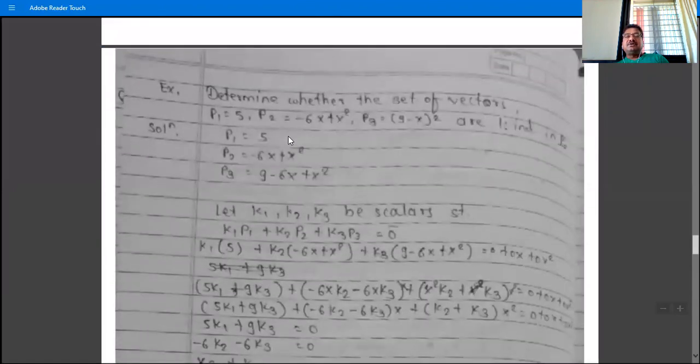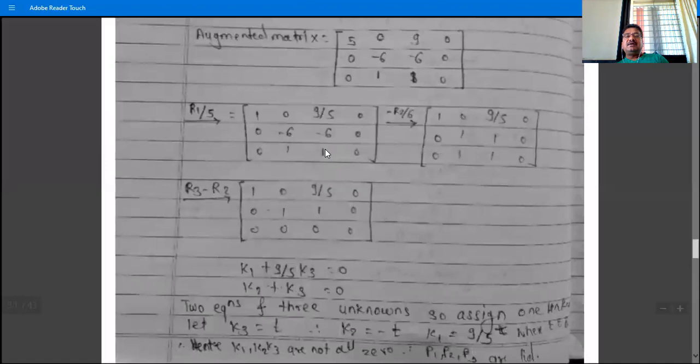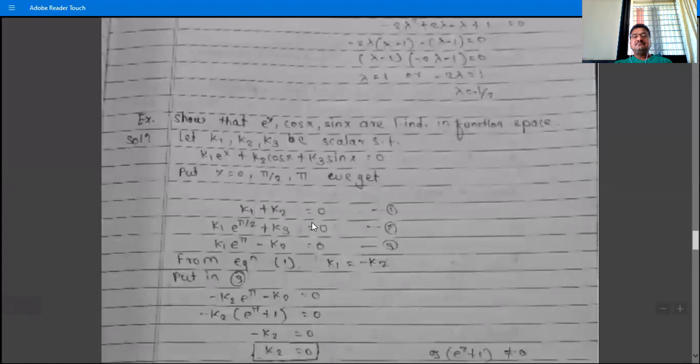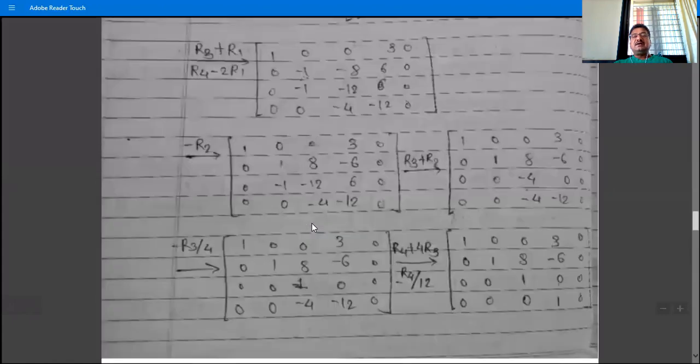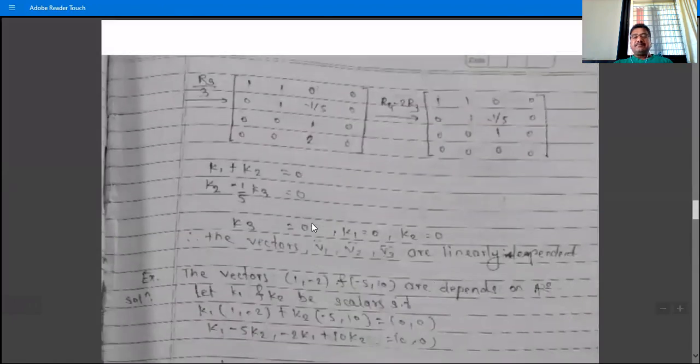If we observe this example, 5, 6x plus x square, 3 minus x square, what is the answer? This set is linearly dependent, so it is not a basis. This set P1, P2, P3 is not a basis because it is linearly dependent. A set from P2(x) is a basis if it is linearly independent.